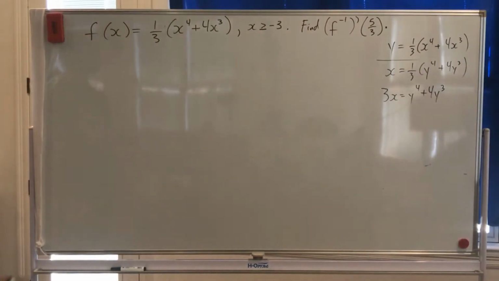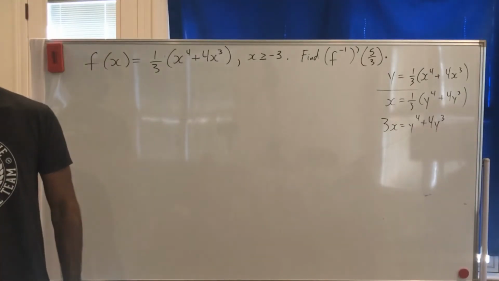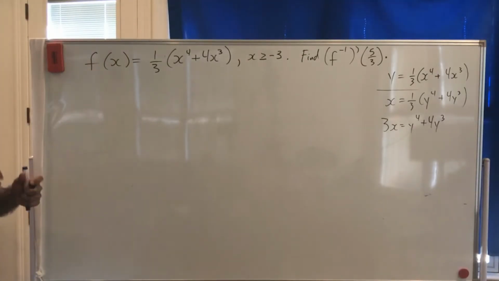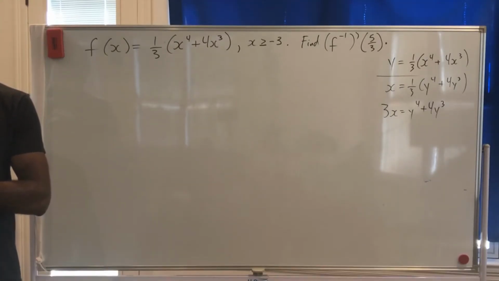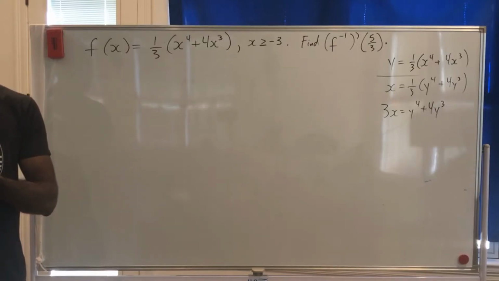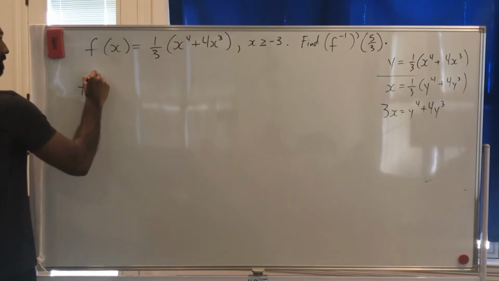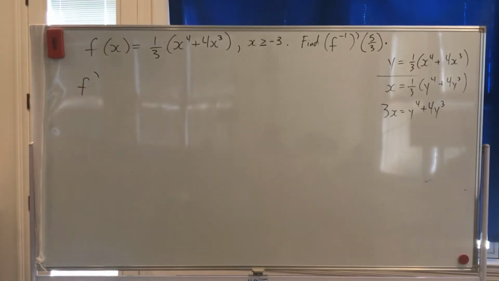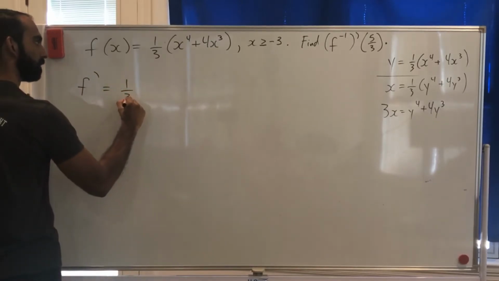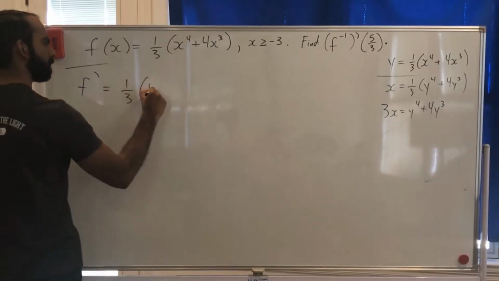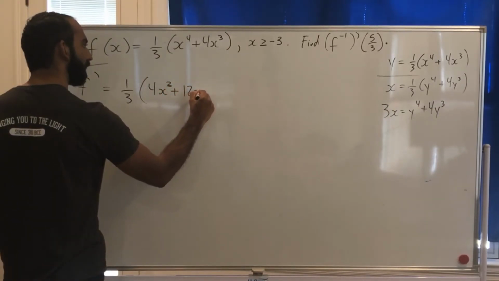For this case, we need to fall back on our theorem for inverse derivatives. For the theorem, we need two things. We need to know f prime, and then we need to know f inverse evaluated at that particular x coordinate. So, Victoria, help me out here. What is f prime? It's going to be 1/3 times what? 4x cubed plus 12x squared. Yes, ma'am. 4x cubed plus 12x squared.